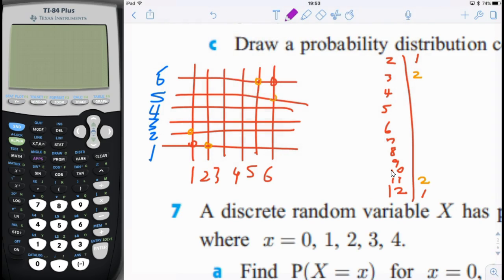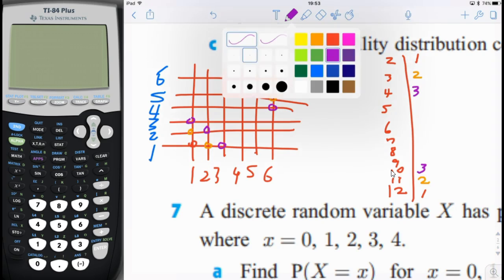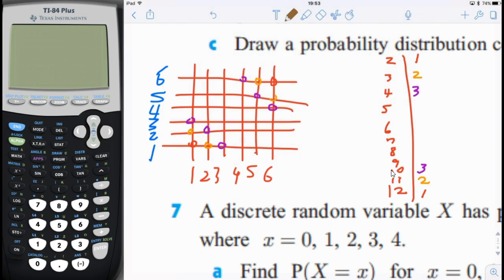Okay, what about 4? How many different ways are there to sum up to 4? Let's see, there is 3 plus 1, there is 2 plus 2, and there is 1 plus 3. What about the different ways to sum up to 10? There's 6 plus 4, there's 5 plus 5, and 4 plus 6. Do you see the pattern coming out here? I don't think I really need to do all of them, do I? What about the ways to sum up to 5?